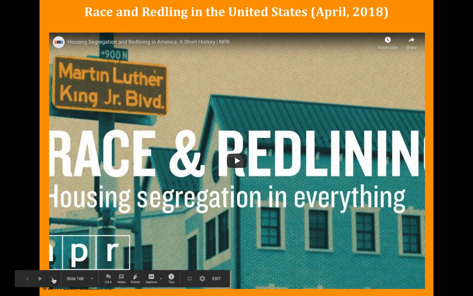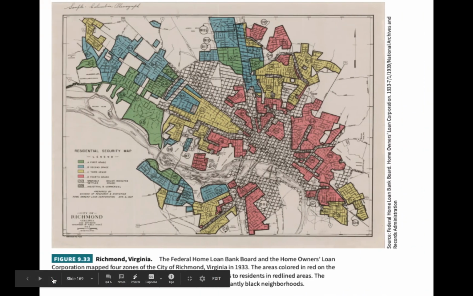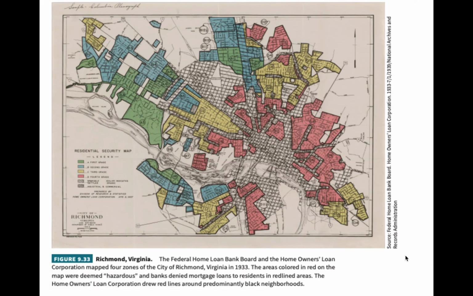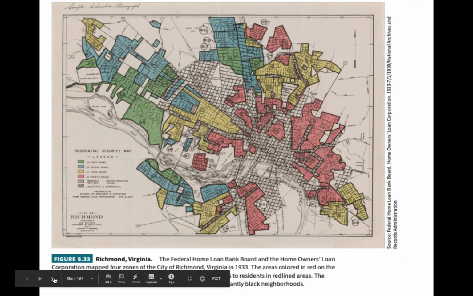Here is redlining if you want to take a look. Here's a map of redlining in Virginia. We can see federal home loan bank reports from 1933. They mapped out areas, and the color red would be an area they deemed hazardous, and banks denied mortgage loans to the residents in those red areas. That would be an example of redlining in Virginia.